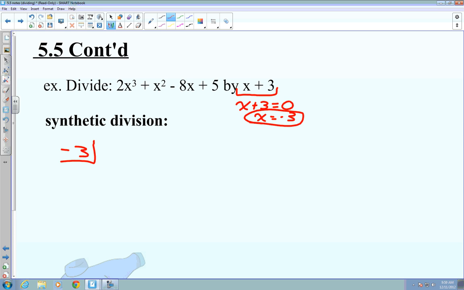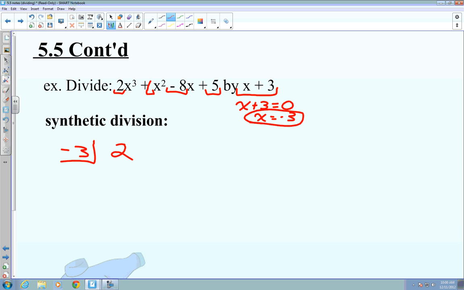Now, I'm going to drop all of the x's. I'm going to just look at the coefficients of x. Make sure that first your polynomial is written in standard form. So I have 2x to the third plus x squared minus 8x plus 5. Then I see 2 is the coefficient of the x to the third. So I'm going to write down a 2.